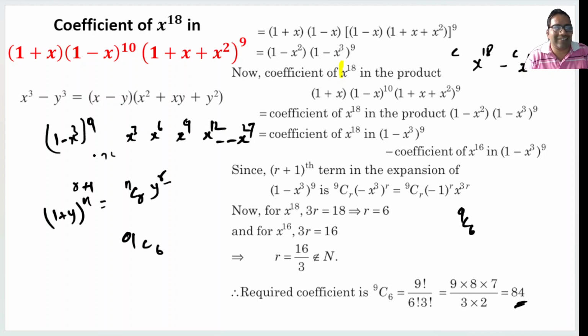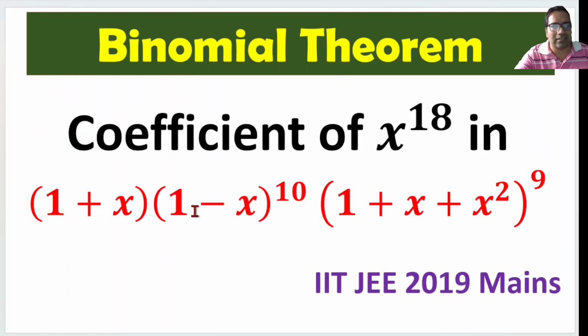Hope you understood this. This is a nice problem, almost straightforward. We just need to understand the hint here, that (1 − x) and (1 + x^2), and be able to simplify this. Thank you.